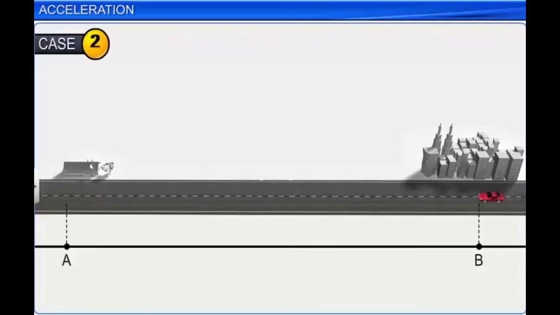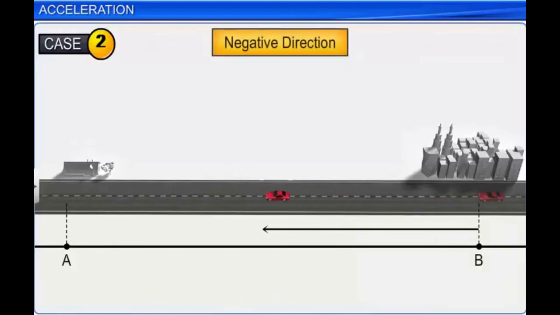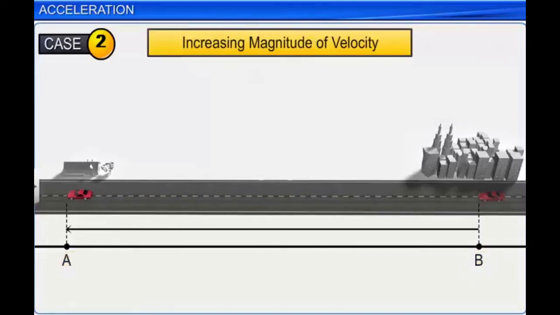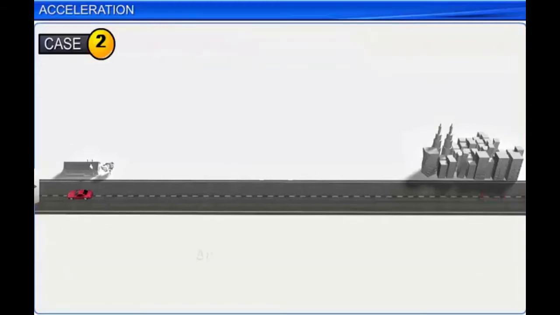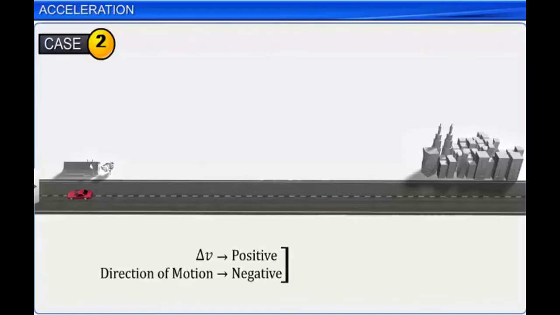Case 2. In this case, the car is moving in a negative direction, that is, from B to A, with an increase in the magnitude of velocity. Here, delta V is positive and direction of motion is negative. Since the product of a positive and a negative value is negative, the acceleration in this case is also negative.